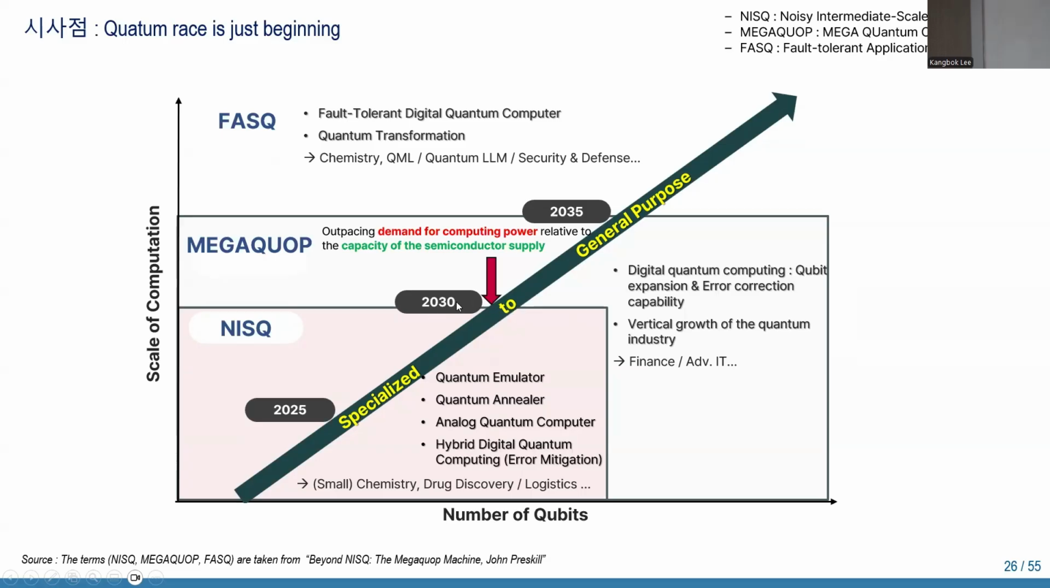But I think this can be earlier or later, depending on the situation. Now AI is mainstream, but at this time, the demand for power is more important than the capacity of the semiconductor supply. So this time, quantum will be the hegemony. We say this one is the early fault tolerant stage, and this is the fault tolerant stage. Obviously, if we go to the fault tolerant stage, this will be the quantum transformation.